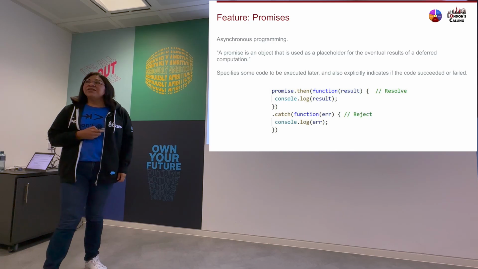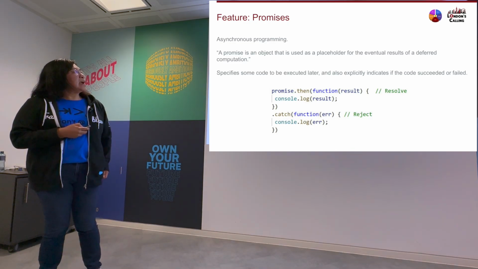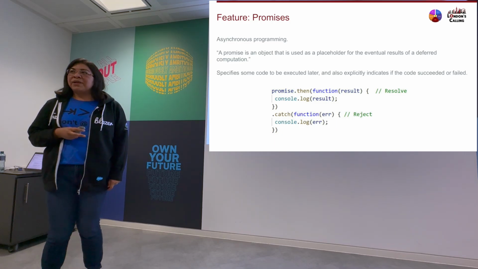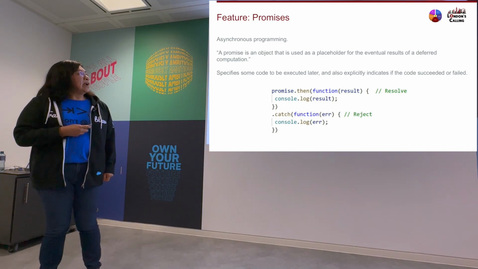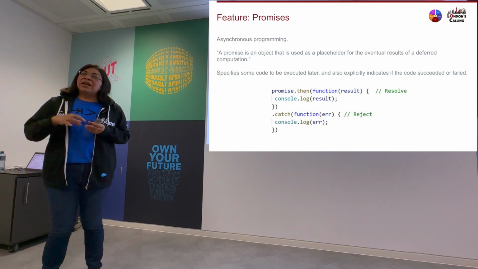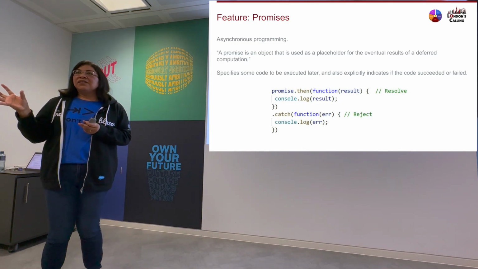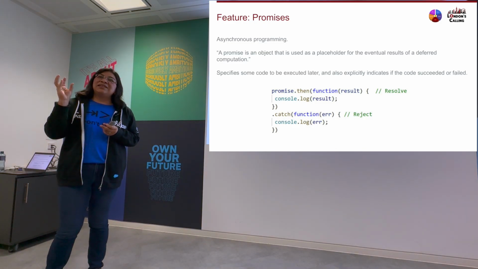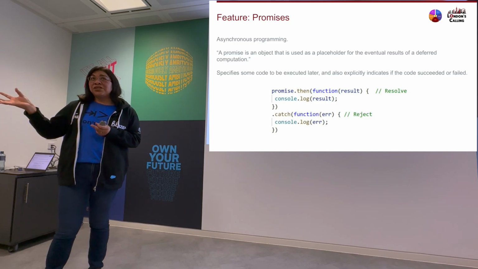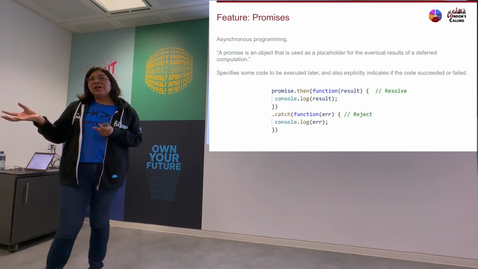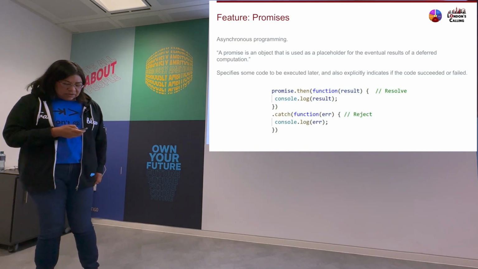The feature we can use here is promises. Promise is a way of JavaScript to implement asynchronous programming. And in a promise, you specify an object that is going to be called when a long computation finishes. So you have to specify two functions: one that is going to be executed when the computation succeeds, and one that is going to be called when the computation fails.